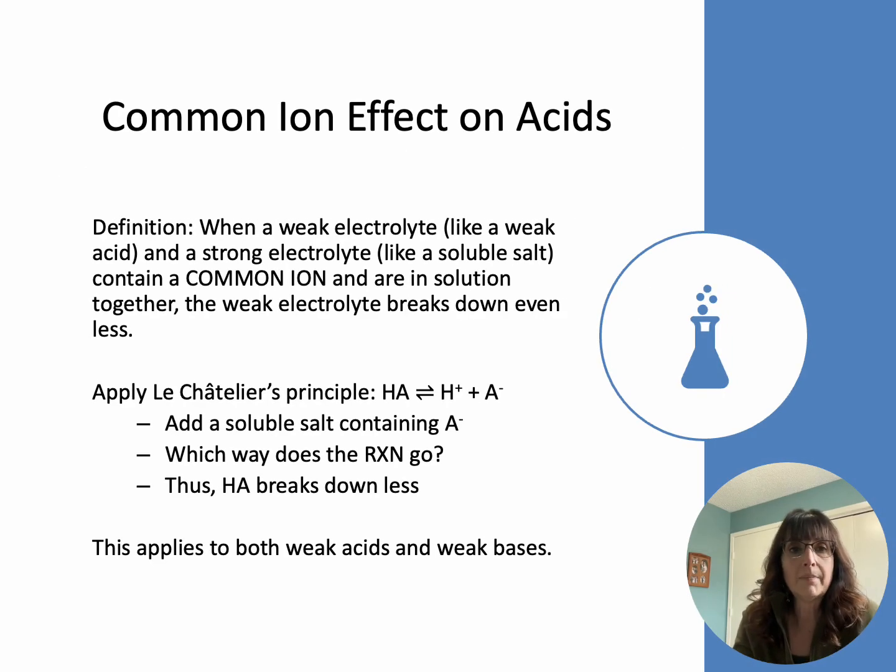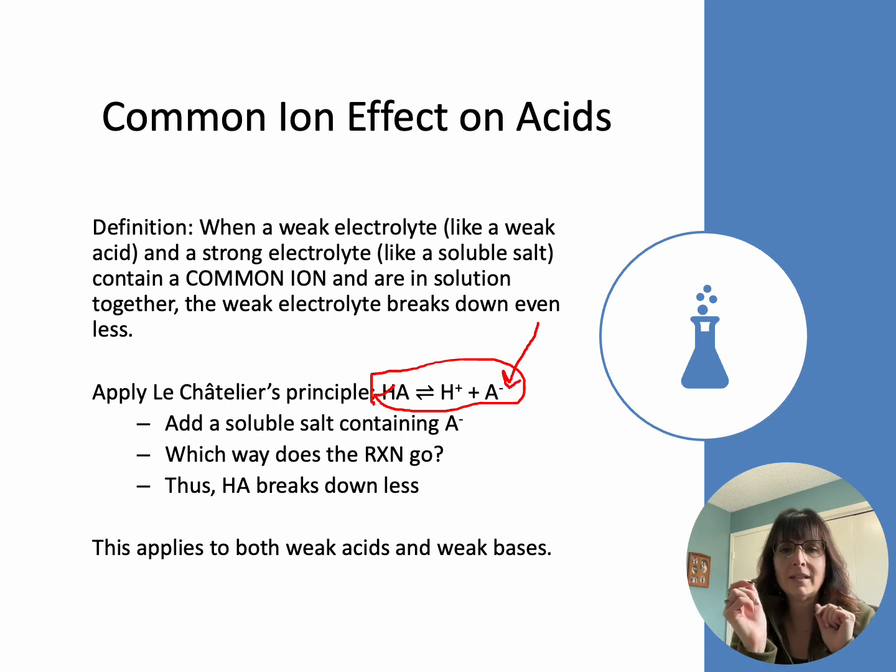We'll take a look at this in depth, but let's look at the common ion effect on acids. I'm just going to tell you how I think of it. If you have HA breaking into H+ and A-, what if there's already some A- in solution? How does that affect HA? Well, if you think about this equation right here and think about Le Chatelier, if you already have some of that A-, isn't it going to go in the reverse direction? Isn't it going to make more HA? In other words, HA is going to break down even less.